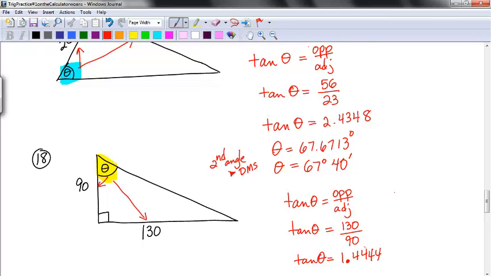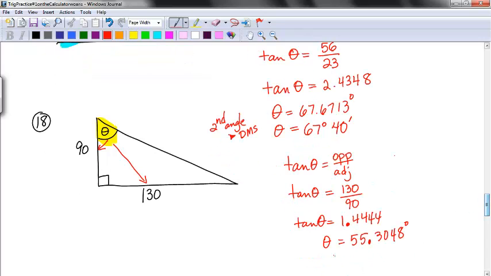Now you know the value of the function, you don't know the angle. So you do inverse tangent of that answer. Don't type in 1.444. You want that whole value on the calculator. Then round it to 55.3048. That's degrees, but that's not what they asked for. They asked for the nearest minute. So we've got to do second function angle, go back to degrees, minutes, and seconds.